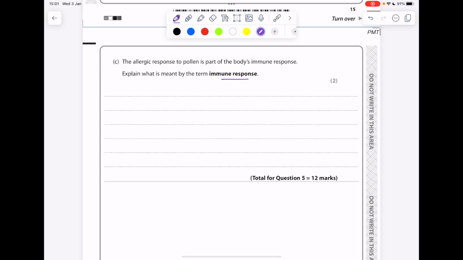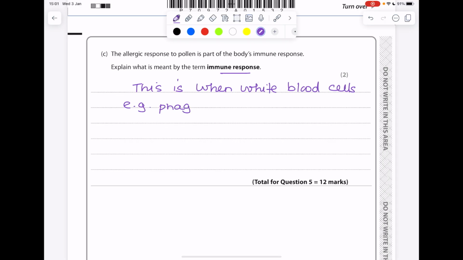What is meant by the term immune system? This is when white blood cells, e.g. phagocytes and lymphocytes, destroy microorganisms known as pathogens because they cause disease.